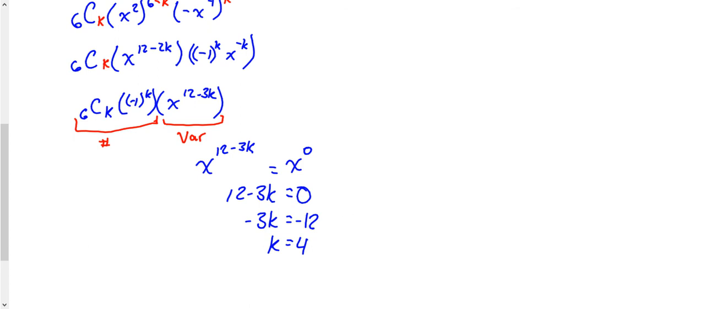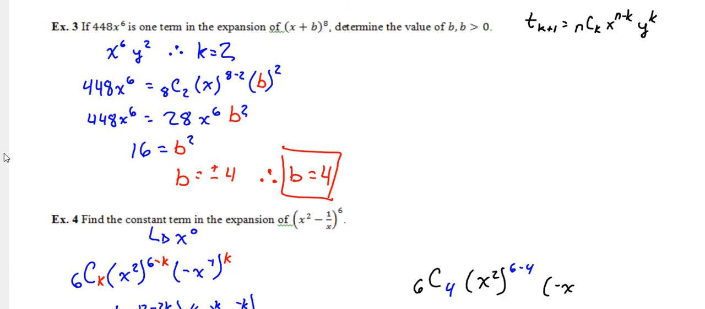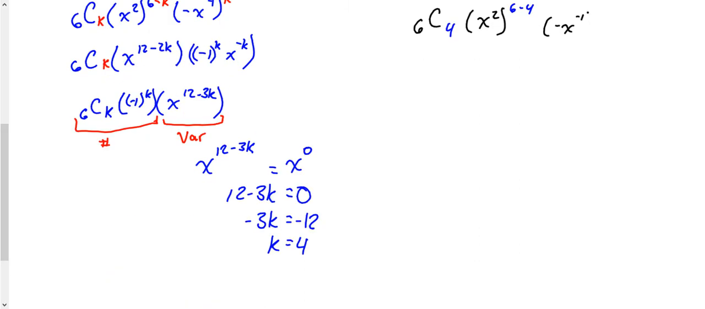So here, I'm going to rewrite the original. So we had 6 choose, and this time, instead of saying k, we're going to say 4. This is now x squared to the 6 minus 4, which is just 2, but eventually we'll clean that up. And we have that negative x to the negative 1, I'm running out of space, to the negative 1. The k value is just 4. So cleaning all this up, if you typed it all in, this is now 6 choose 4.